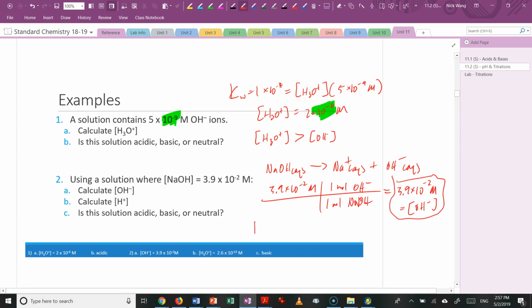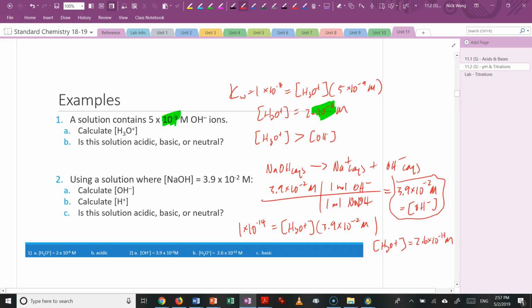Let's set it up to use Kw to solve for the concentration of H3O plus, with 3.9 times 10 to the negative second molar. Kw is replaced with 1 times 10 to the minus 14th. Solving for H3O plus, you end up getting a value of 2.6 times 10 to the minus 13th molar.